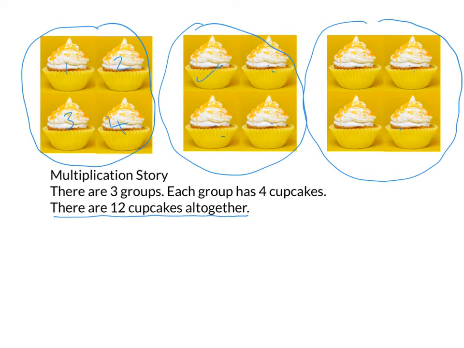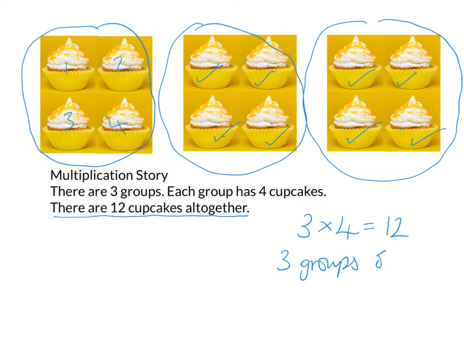4, 5, 6, 7, 8, 9, 10, 11, 12. We can say there are 3 groups of 4 cupcakes, which equals 12 cupcakes altogether. 3 groups of 4 equals 12. 3 fours equals 12.